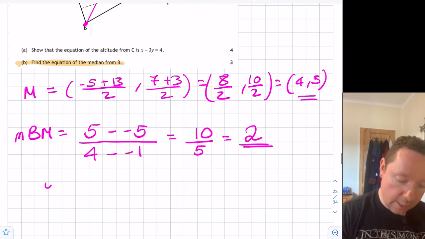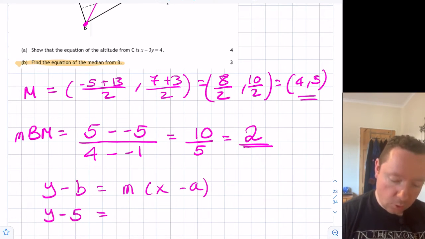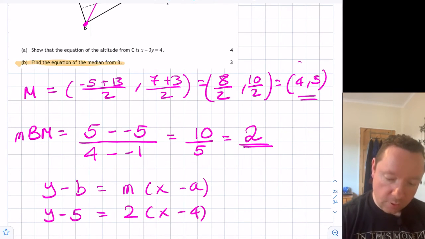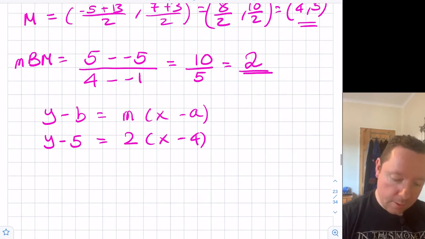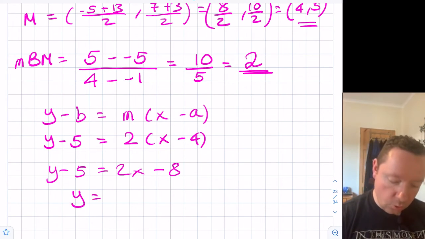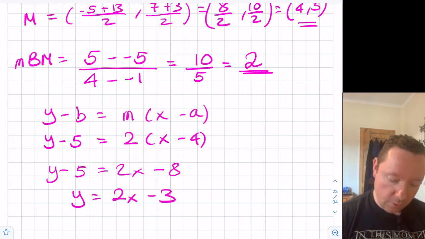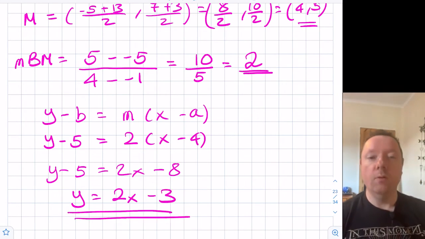So we can use y minus b equals m(x minus a). y minus 5 equals 2(x minus 4), using our point M that we just found out as our A and B. y minus 5 then is 2x minus 8. Or to put it in the normal straight line format, y equals 2x minus 8 plus 5, which is minus 3. We've now got the equation of our median, and we're done.